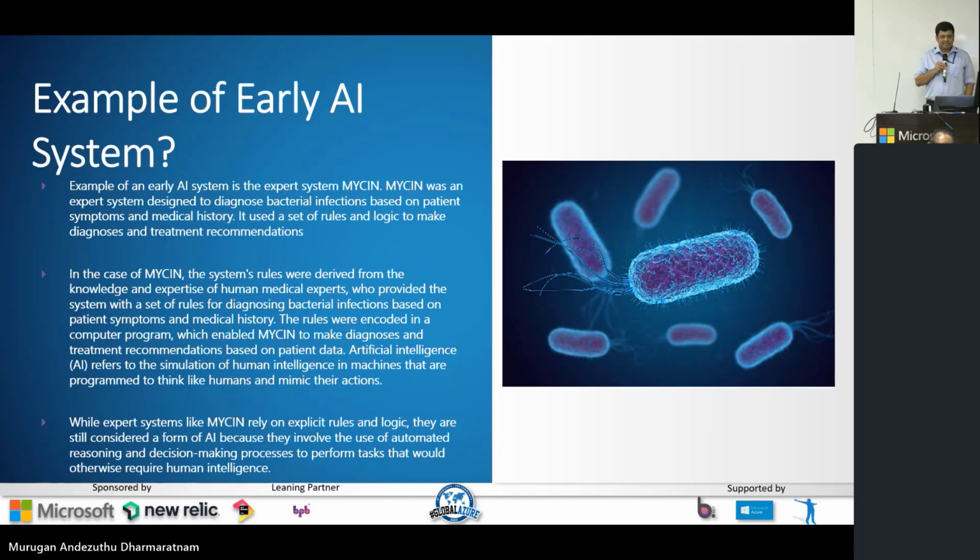Let's look at one of the examples of an early AI system. It is actually called MYCIN. MYCIN was basically used to diagnose bacterial infections. And how this was developed is that the developer entered a set of rules, and based on the rules, the diagnosis could be made, right?